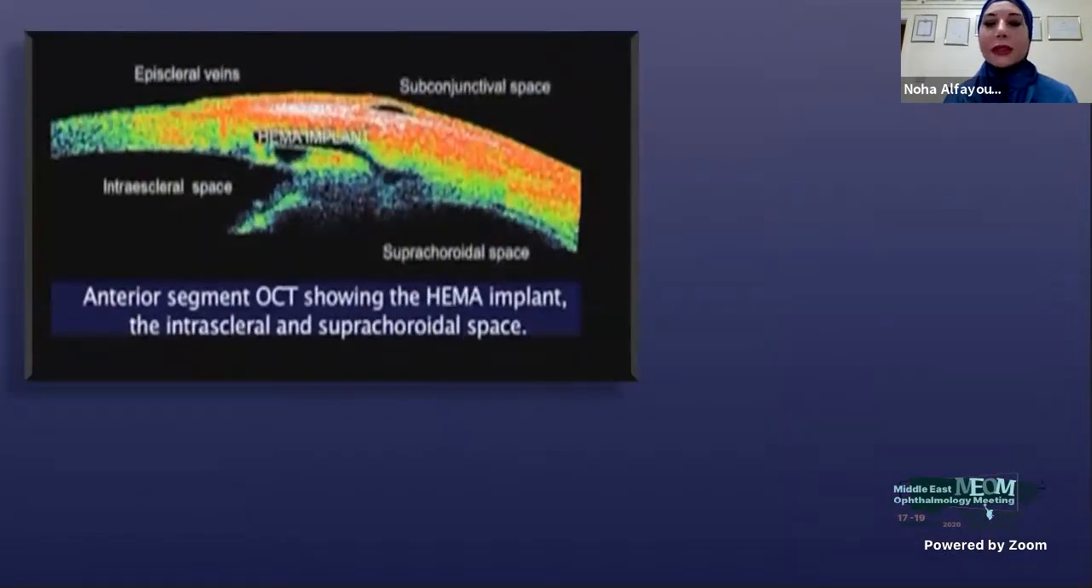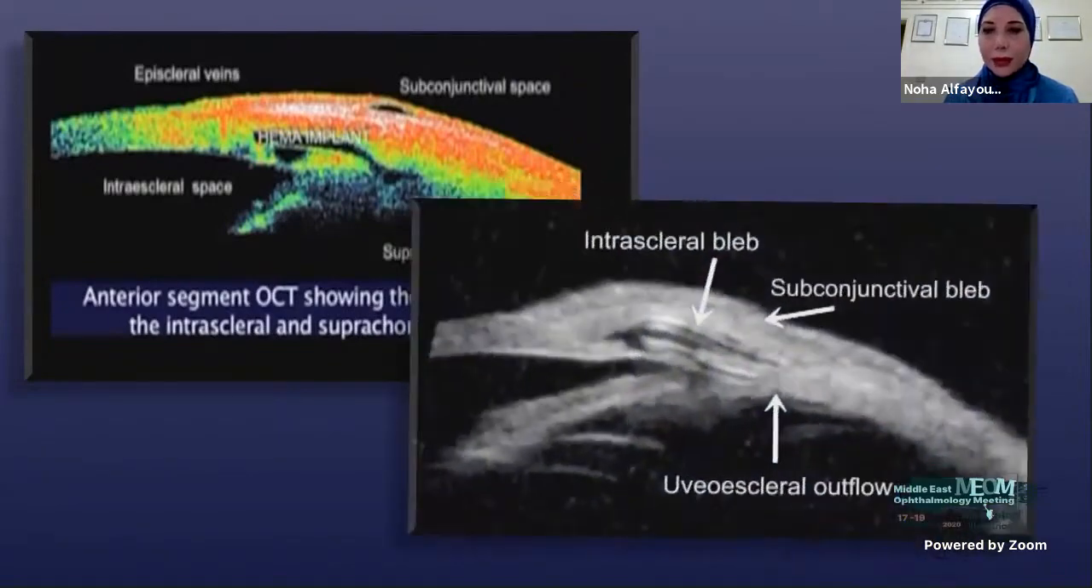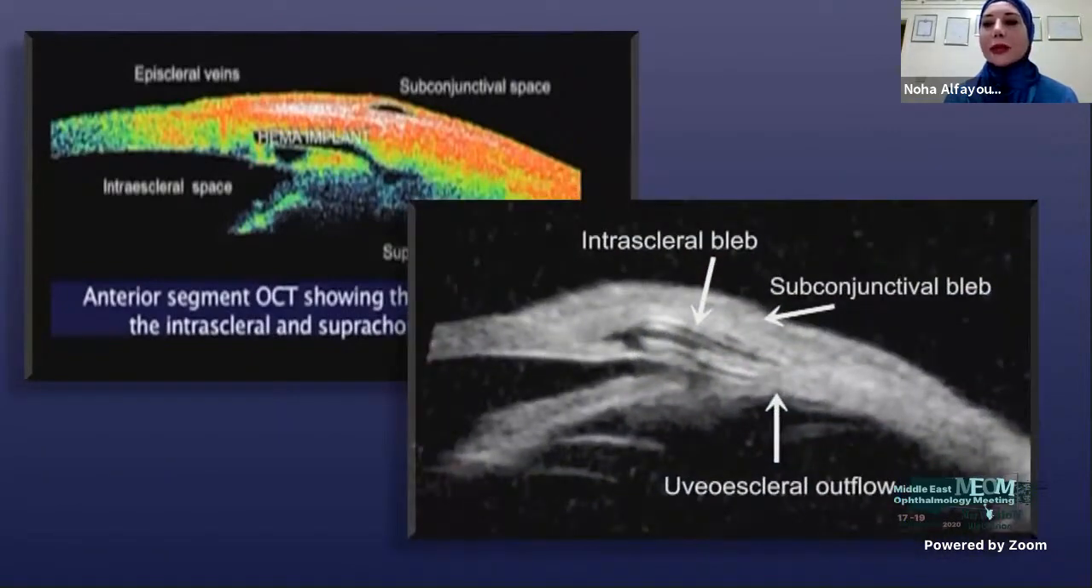In anterior segment OCT, we can see the HEMA implants, the intrascleral and the suprachoroidal space. Also in the UBM, intrascleral bleb and subconjunctival bleb with uveoscleral outflow.